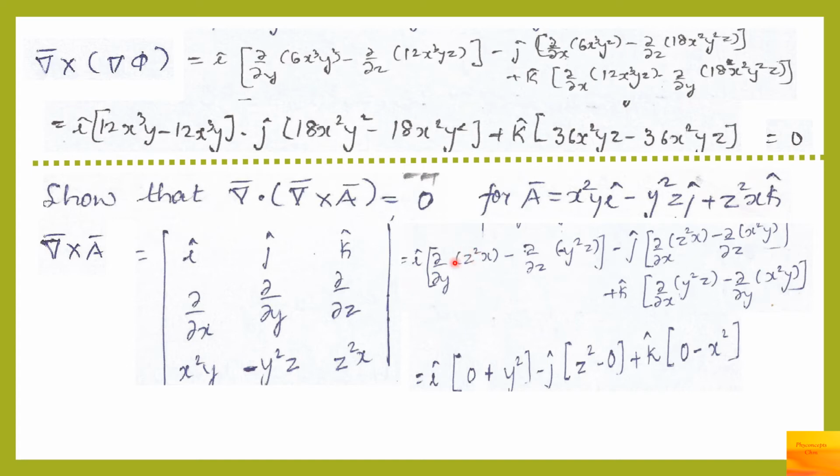So differentiate first with respect to y. Here there is no term of y, so it is 0. Here there is the term of z. Differentiate with respect to z, we get minus y square, and then we differentiate here with respect to x, we get z square. There is no term of z here, so the differentiation is 0. And here there is no term of x, so the differentiation is 0. And here with respect to y, we get x square. So finally we get y square i cap minus z square j cap minus x square k cap. Now we'll find the divergence of this vector.